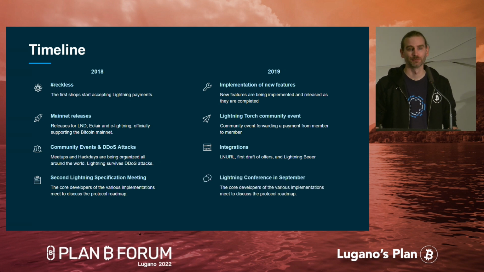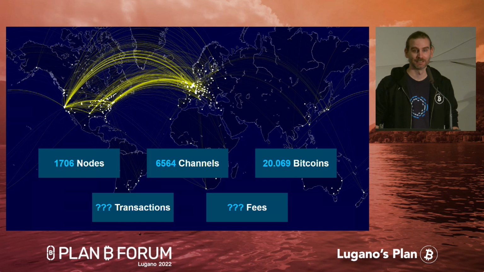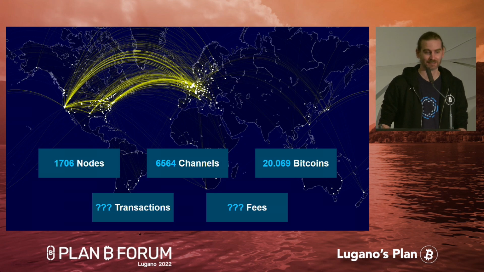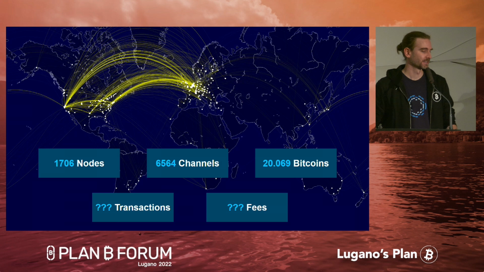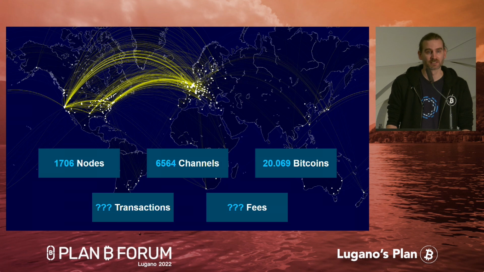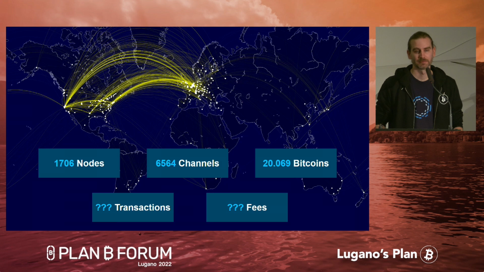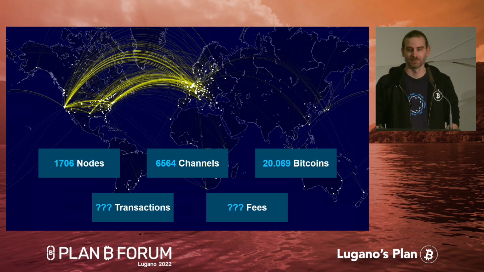And of course, we had the Lightning Network conference where I presented a first state of the Lightning Network presentation. Back then, it looked like this. The Lightning Network is composed of these nodes highlighted in white and channels in yellow. We used to have 1,700 nodes and 6,500 channels and about 20 bitcoins. And you will definitely notice the question marks there.